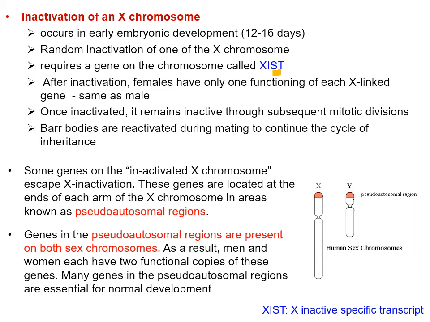Genes in the pseudo-autosomal regions are present on both sex chromosomes. As a result, men and women each have 2 functional copies of these genes. Many genes in the pseudo-autosomal regions are essential for normal development.